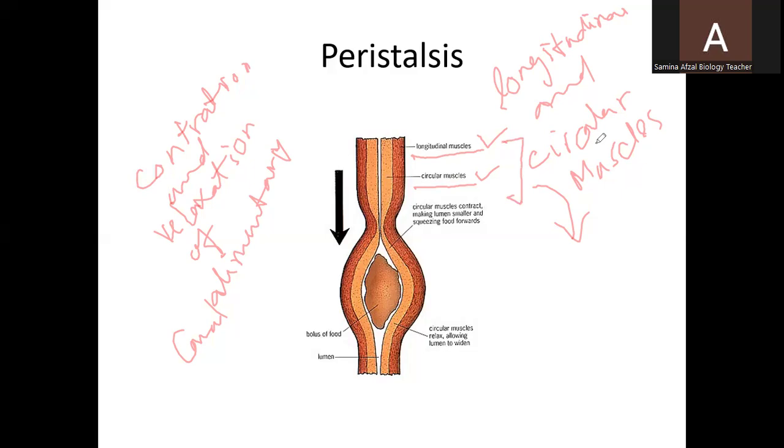Here you can see the direction of movement is downward. At the time when the circular muscles contract, what will happen? The lumen will be squeezed, and due to the contraction this will push the bolus in the forward direction. And in the forward direction, you can see the circular muscles are relaxing at that time, due to which the bolus is moving in the forward direction.